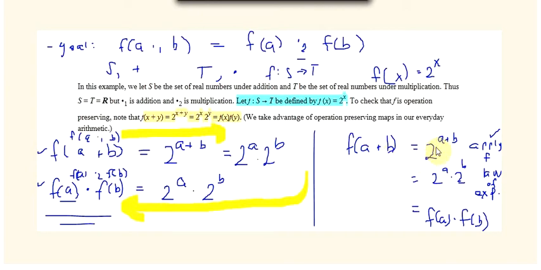That's just applying the map. I can do a little algebra now. 2 to the a plus b is 2 to the a times 2 to the b. And again, that's a law of exponents. That works for our real numbers. We're set under real numbers.